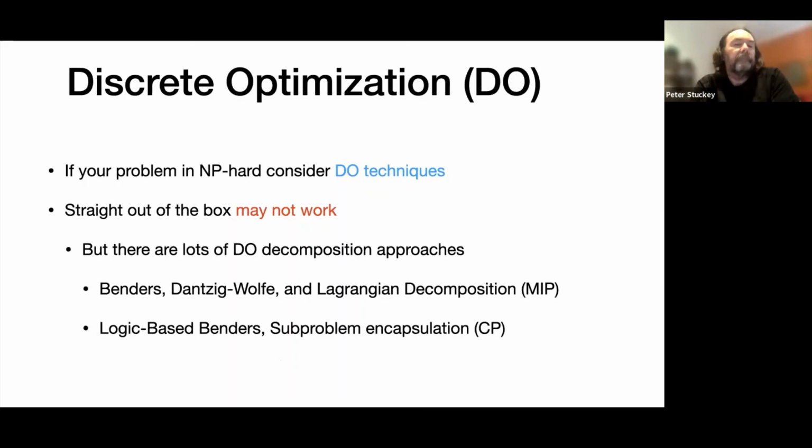But overall, one thing that's good, and probably not a difficult message for this community, but I've given this talk to the search community as well, is discrete optimization is very good at NP-hard problems. So if your problem is NP-hard, you should consider looking at discrete optimization techniques. And even though straight out of the box they may not work, there are lots of decomposition approaches that we can use to make things work. So here we've used Bender's, Dantzig-Wolfe. We haven't used Lagrangian. You can use logic-based Bender's, subproblem encapsulation, and CP, which we've done here.